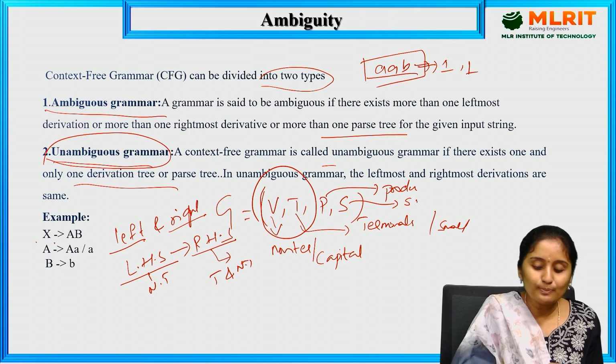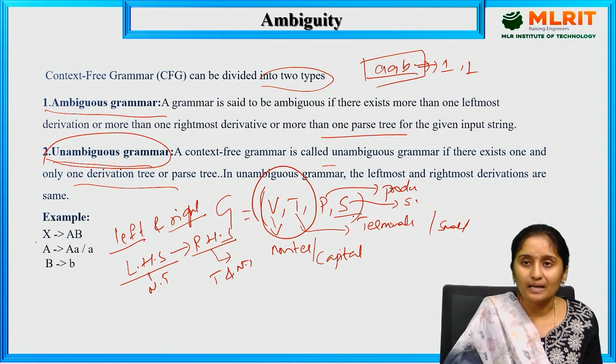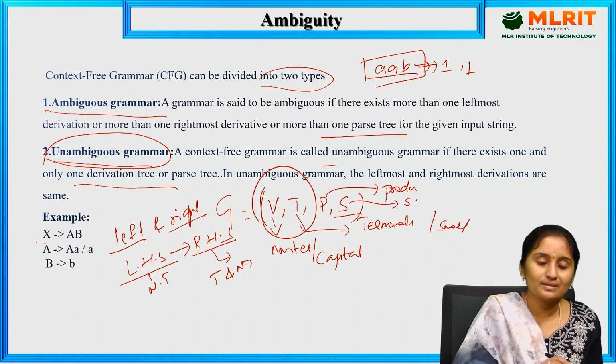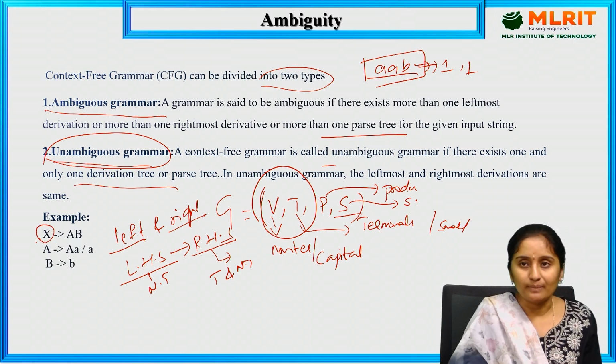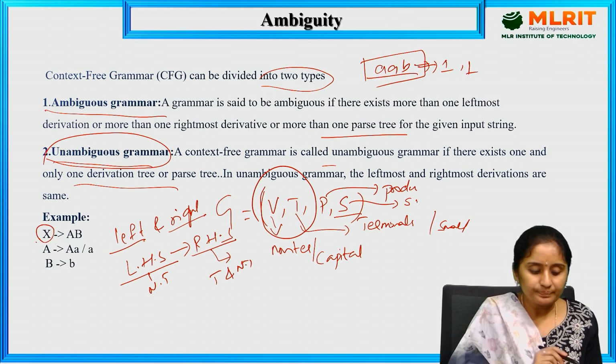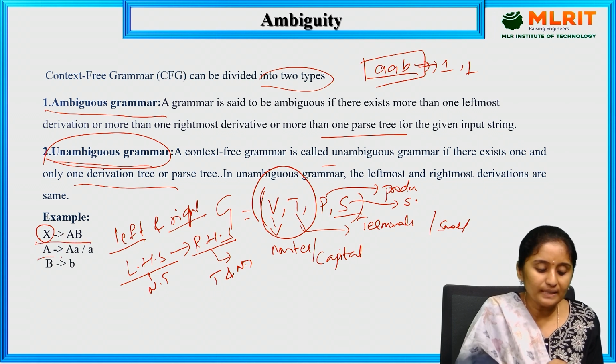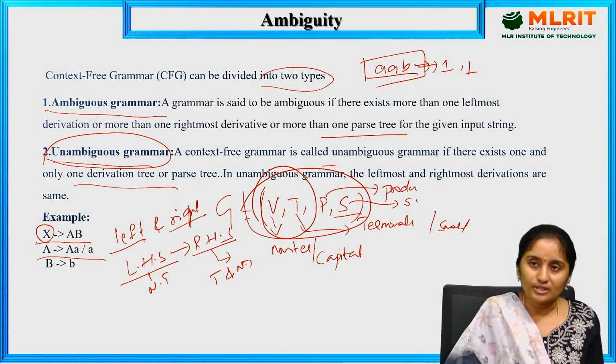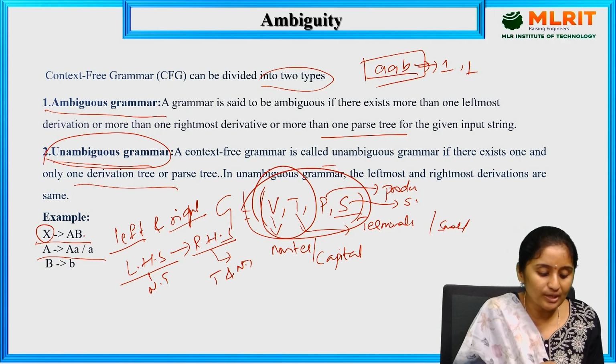In this production rule, S is the starting symbol. In the production rules, the first production is our starting symbol. Each one we can call a production, and the whole we can call a grammar, a context-free grammar. So here this is one production: X produces AB, A produces AA or a, and B produces b. Here A produces AA, capital A small a, or A produces small a.